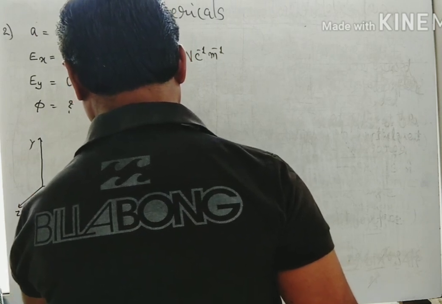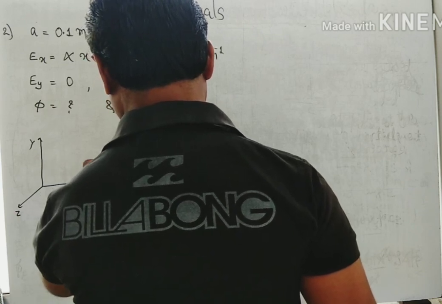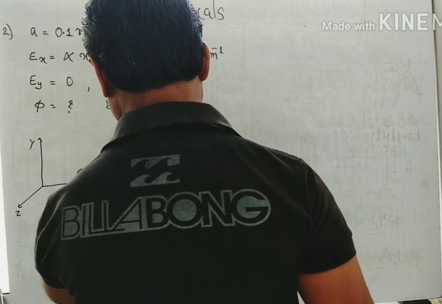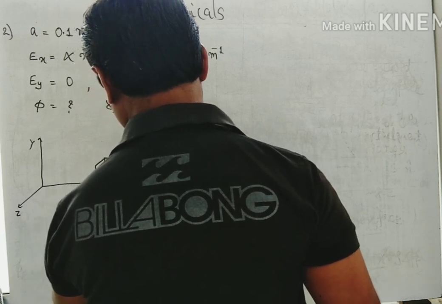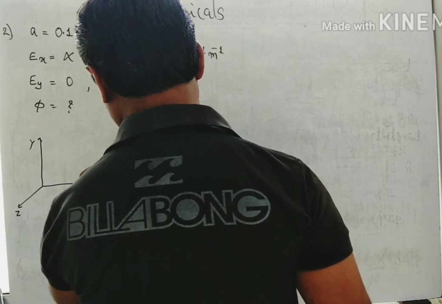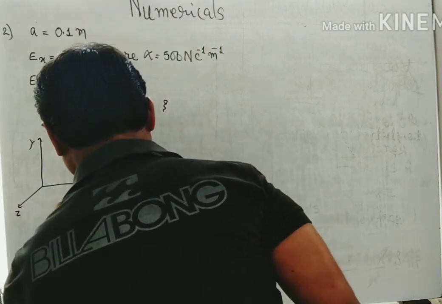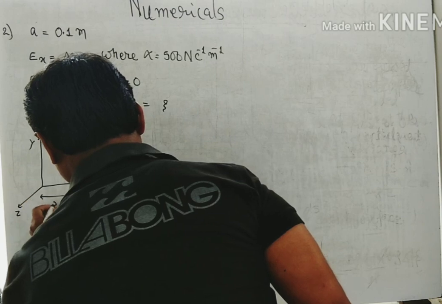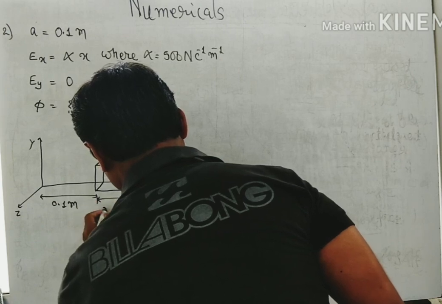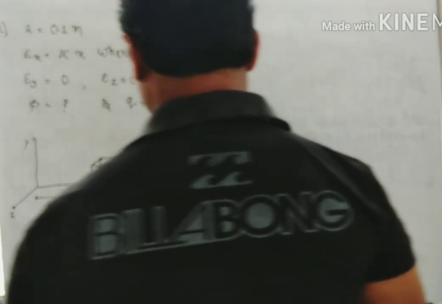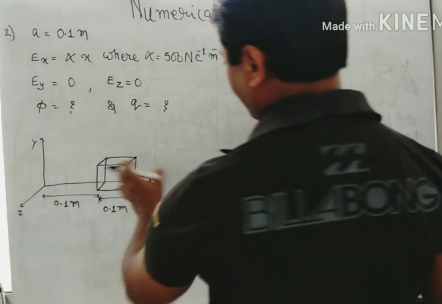From the origin at 0.1 meter distance we have a cube. Let me make the cube first. Say this is the cube that we are having, and this is the first face of that cube. Let me complete the cube. Here, from this it is 0.1 meter, and this has also got the same as it is a cube, 0.1 meter. Okay, fine. So this is the question. Pictorially we can represent the question as shown in the diagram.